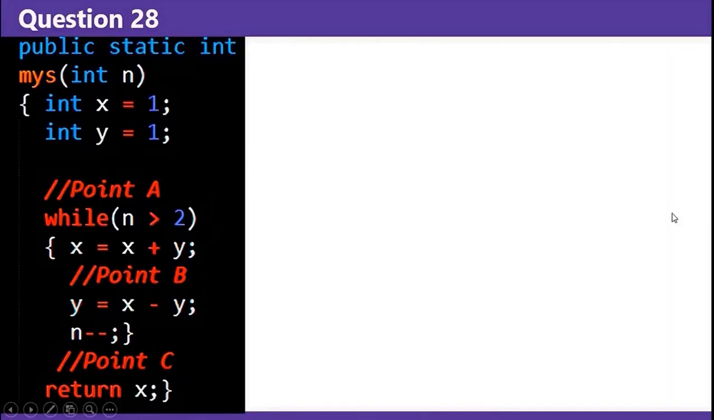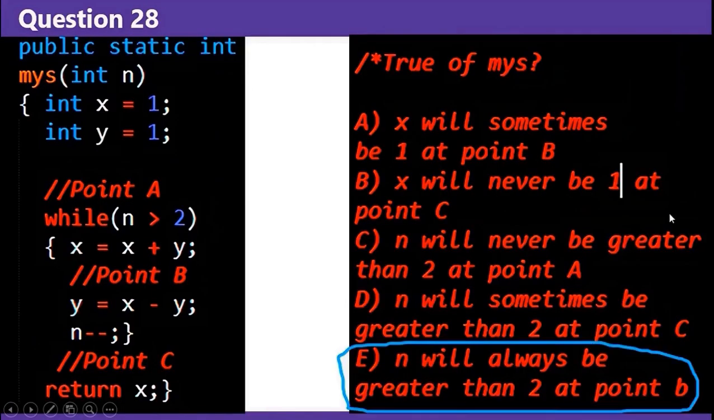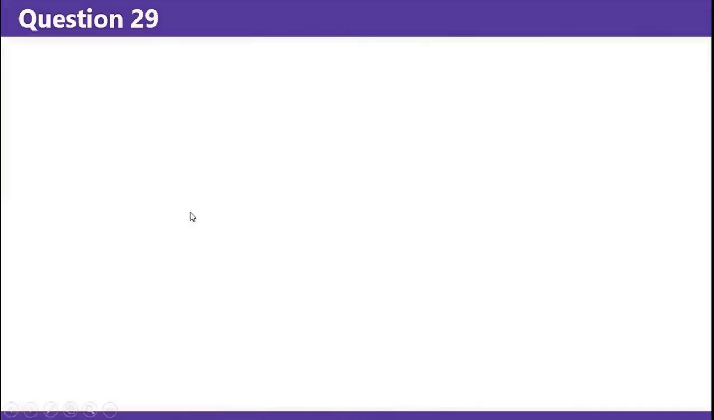For question 28, the answer is E, as if point B is reached, n is greater than 2 because that's the very definition of how this while loop right here works.